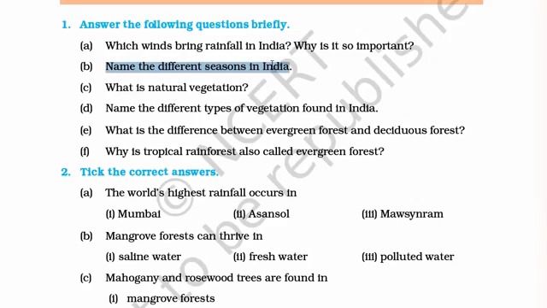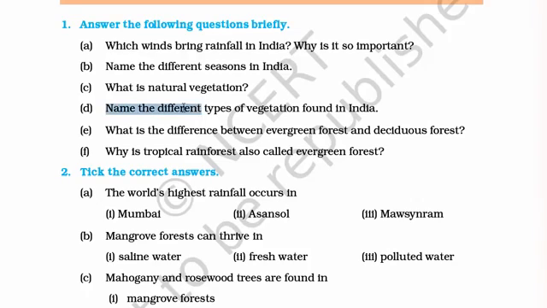Second question, name the different seasons in India. So we have 4 different official seasons in India, that is monsoon, autumn, winter and summer. What is natural vegetation? So natural vegetation is nothing but the forest in our country. All the green plants and shrubs, roots, etc. Trees that are grown, that all falls under natural vegetation.